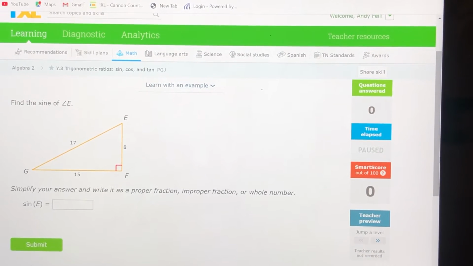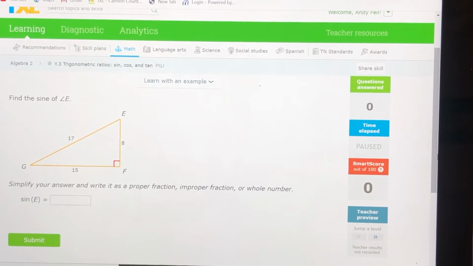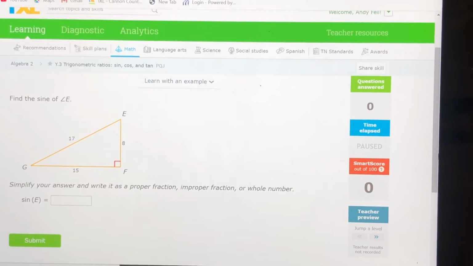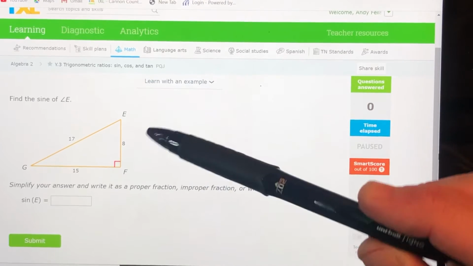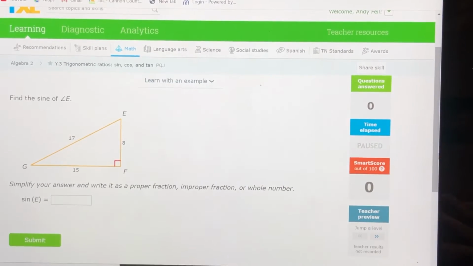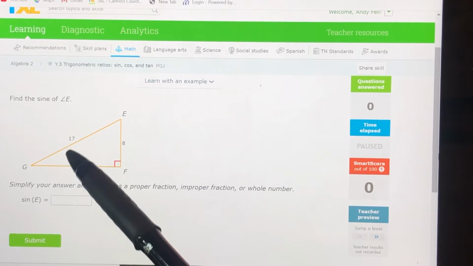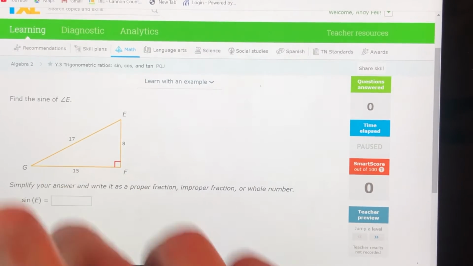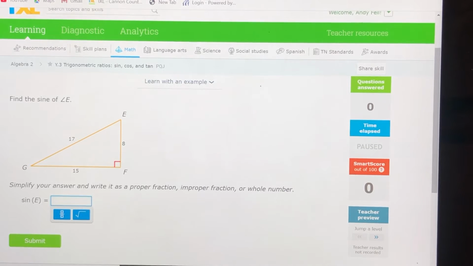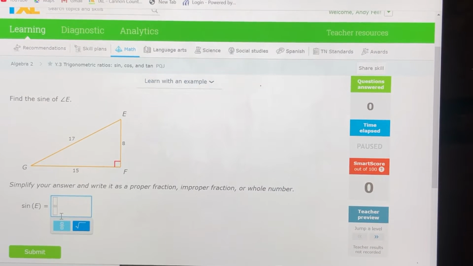Okay. And this one says, find the sine of angle E. So all you have to do is take a look at angle E, which is right here, and you know that the opposite is 15 and the hypotenuse is 17. So that's it. If I go here, let's see if I can do this. There we go. 15 over 17.